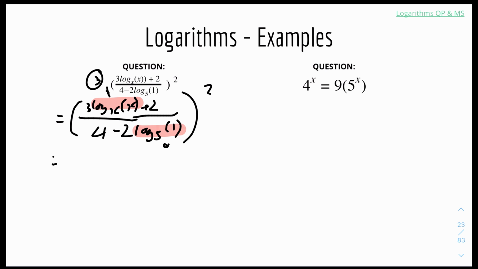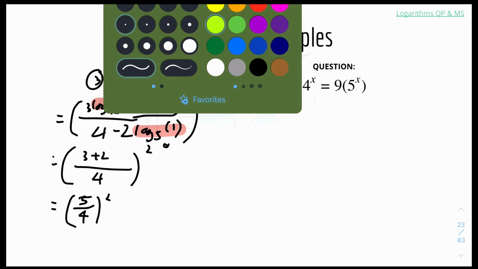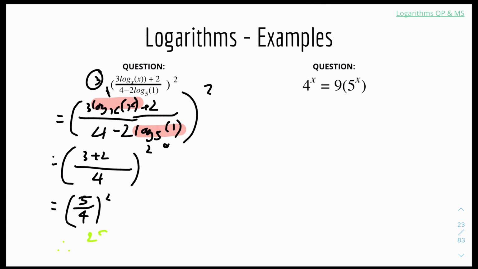Because we know that 5 to the power of something has to be 1, and that something, the power, is 0. So let's simplify it to 3 times 1, which is just 3, plus 2. And in the bottom, 4 minus 2 times 0. 2 times 0 is 0. So it will just be 4. So it will be 5 over 4 squared, which is just, final answer, 25 over 16. And that's our final answer.